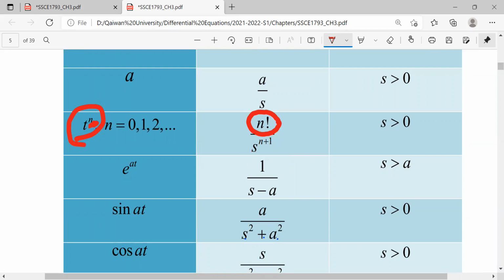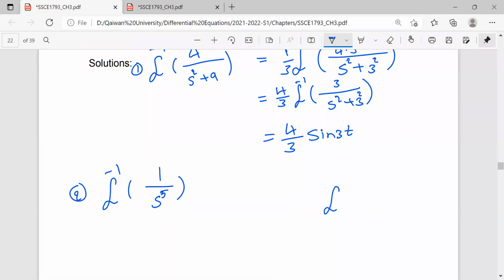Okay, so let's do it. Here we multiply it by 4 factorial and divide it by 4 factorial. We say it equals the Laplace inverse of 4 factorial divided by s to the power 5.